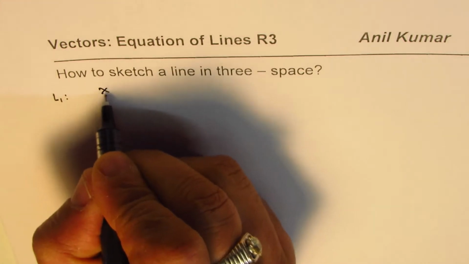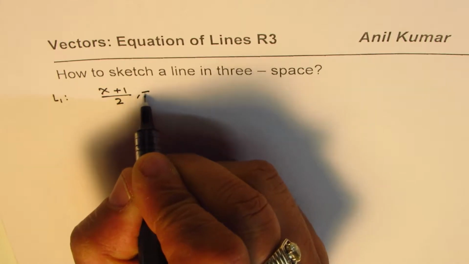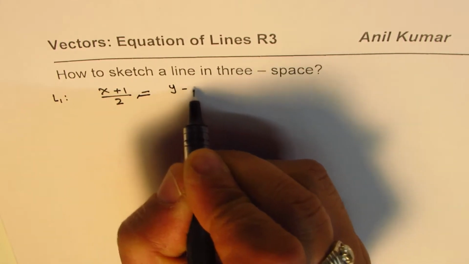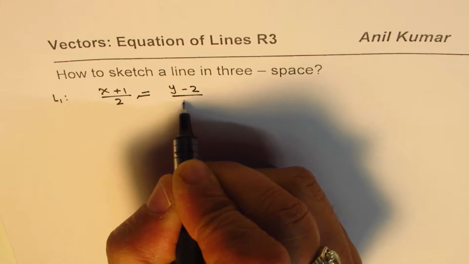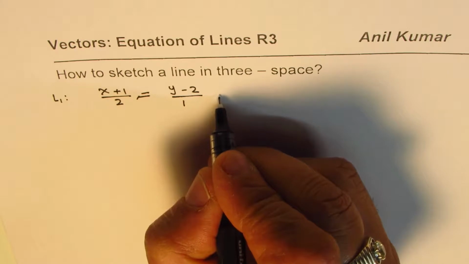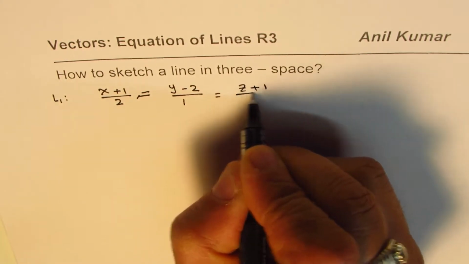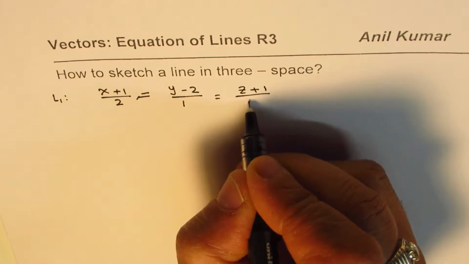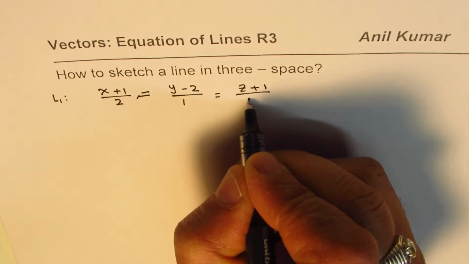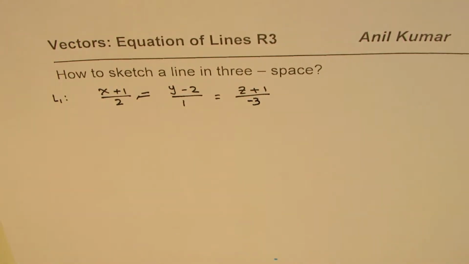Let's say the equation is (x plus 1) divided by 2 equals (y minus 2) divided by 1, equals (z plus 1) divided by minus 3. So we have this equation. Now which form is this? Well, this is called the symmetric form of the line.